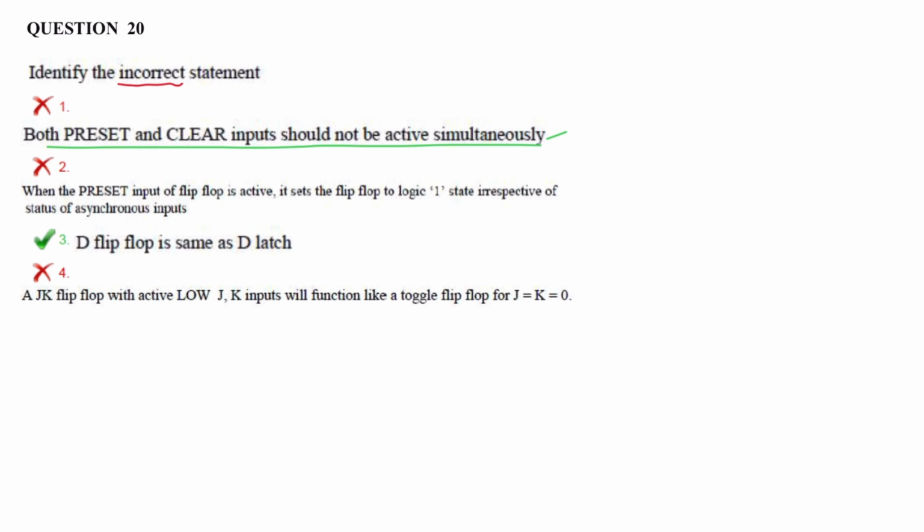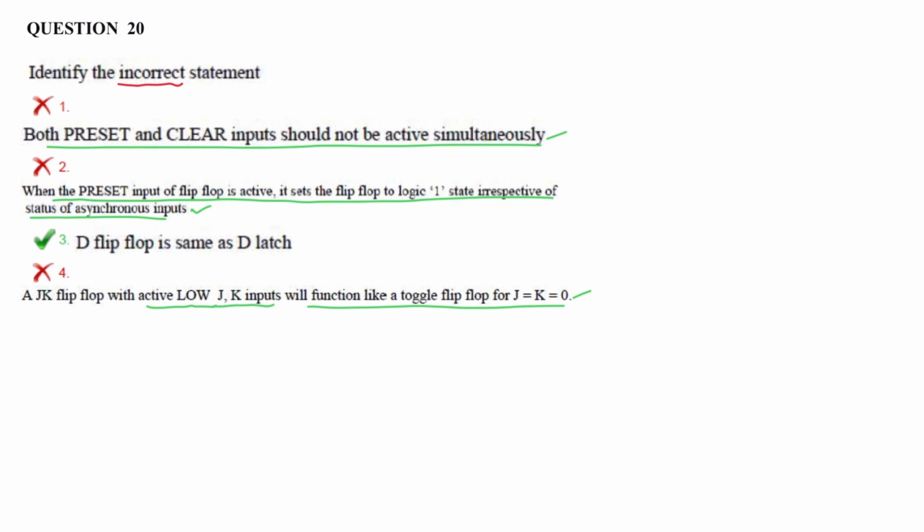Next one. When the preset input of a flip-flop is active, it sets the flip-flop to logic 1 irrespective of the state of the asynchronous input. So statement 2 is also correct. Statement 3. A JK flip-flop with active low JK inputs will function like a toggle flip-flop for J equal to 0, K equal to 0.